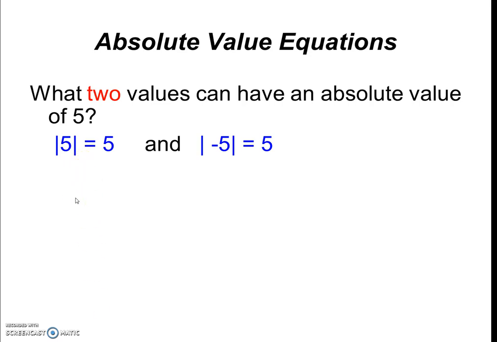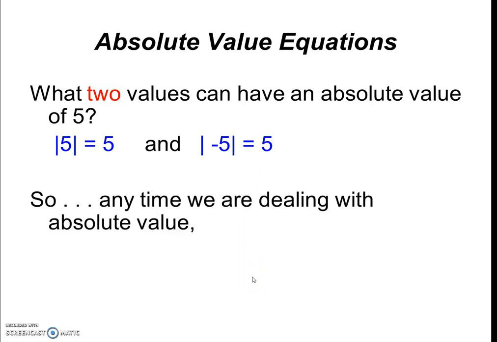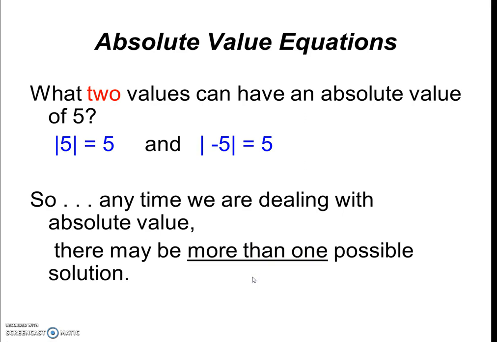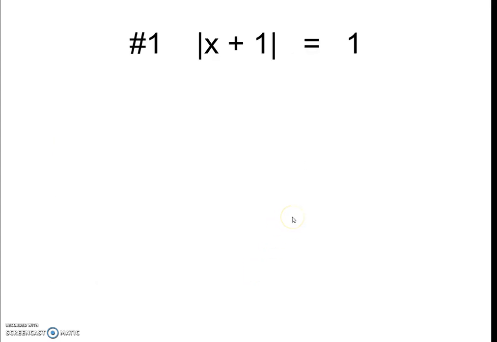So how does that affect what we're discussing? Well, there were two values, weren't there? There were two values that could give you the same answer. The absolute value of 5 gave me an answer of 5, and the absolute value of negative 5 gave me an answer of 5. So we are now dealing with things that have more than one possible answer. Welcome to Algebra 2.